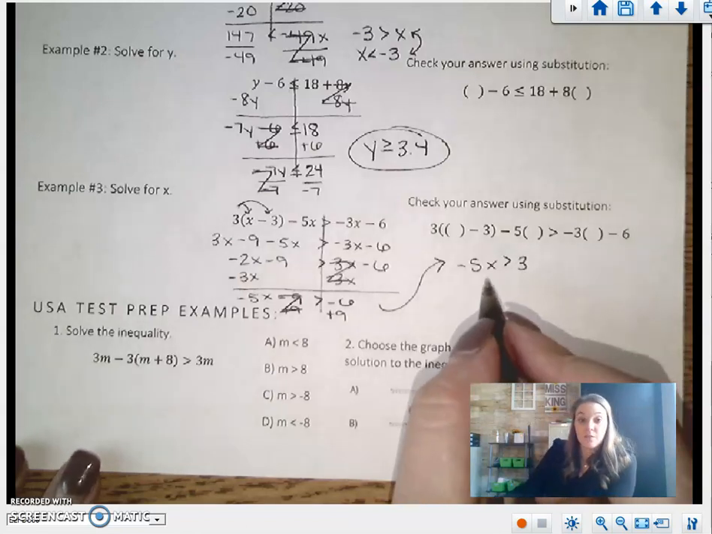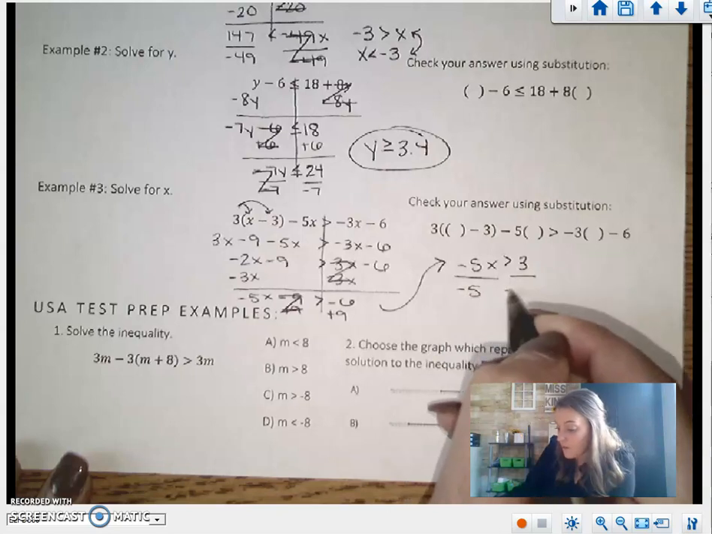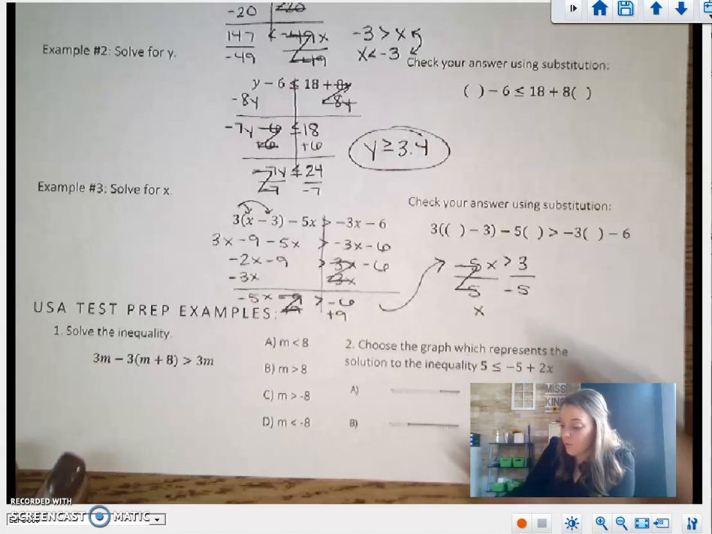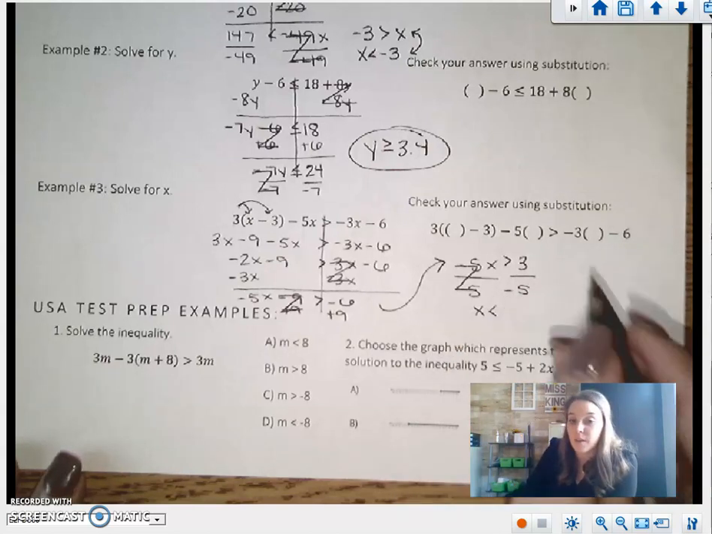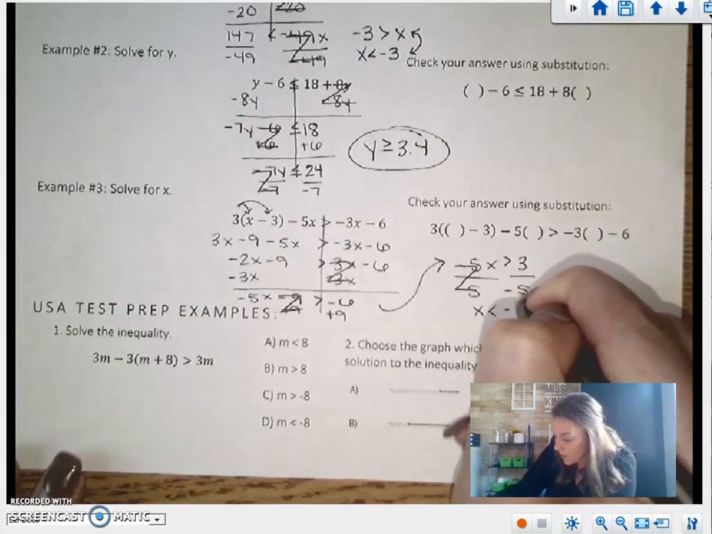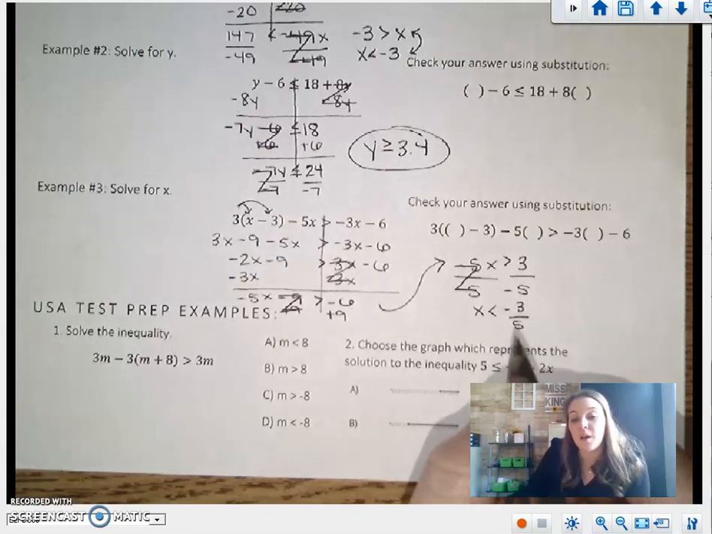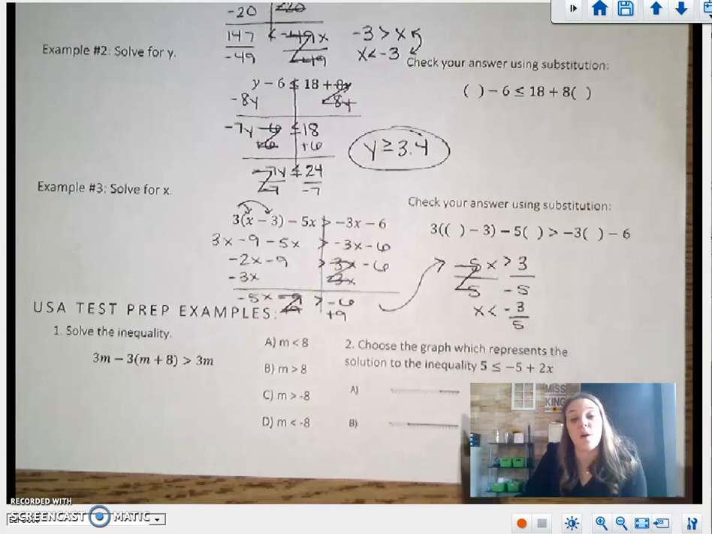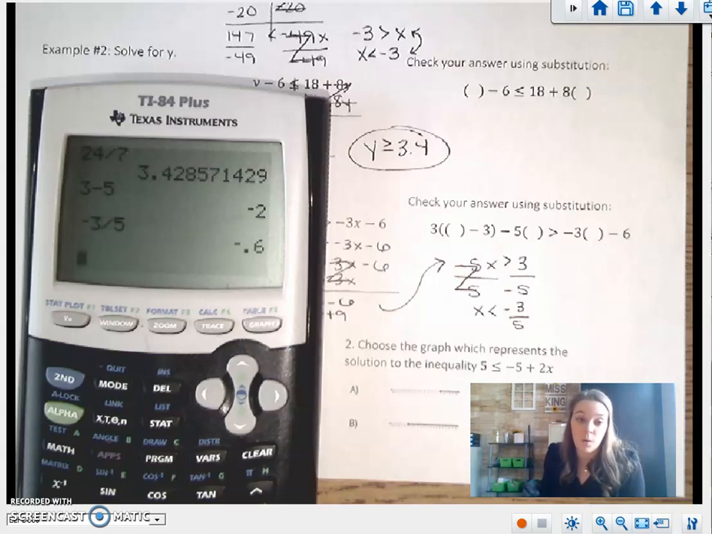Now I'm going to divide both sides by negative 5. When you do that, the negative 5 cancels out, so I'm left with x. I divided by a negative, so I need to flip my sign. And I'm going to leave this as a fraction. I'm going to leave it as negative 3 over 5, because I know that 5 does not go into 3 evenly. You do have that option. If you wanted to convert it to a decimal, negative 3 divided by 5, you would get negative 0.6.